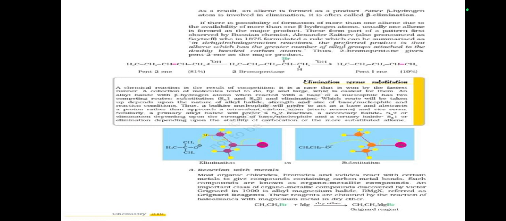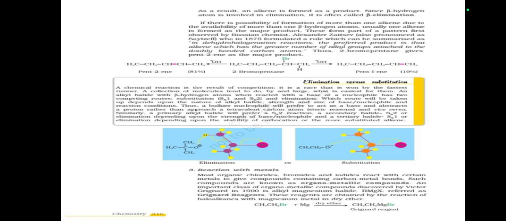Elimination versus substitution. A chemical reaction is the result of competition. It is a race that is won by the fastest runner. A collection of molecules tends by and large to do what is easiest for them. An alkyl halide with a beta hydrogen atom, when reacted with a base or a nucleophile, has two competing routes: substitution, as in SN1 or SN2, and elimination.